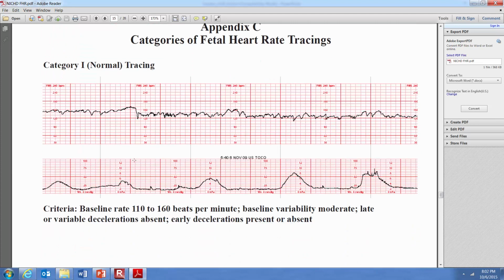Now, here's category 1. What is category 1? We have a normal baseline, right? And we have moderate variability. We have to have those 2 things, okay? If we have those 2 things and no late or variable decels, then we have a category 1. And this is a category 1. Okay?